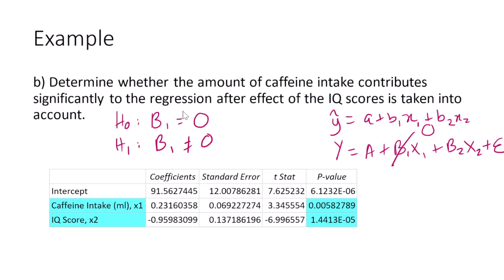But if the null hypothesis is rejected, this indicates that the independent variable, caffeine intake, significantly contributes to the regression model after the effect of the IQ scores is taken into account. This is contribute. This one does not contribute.